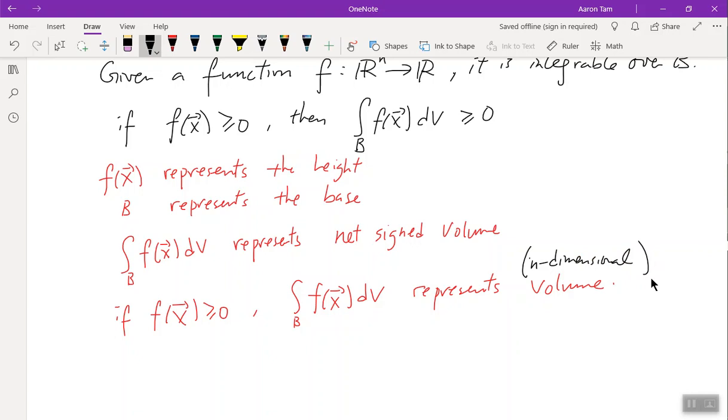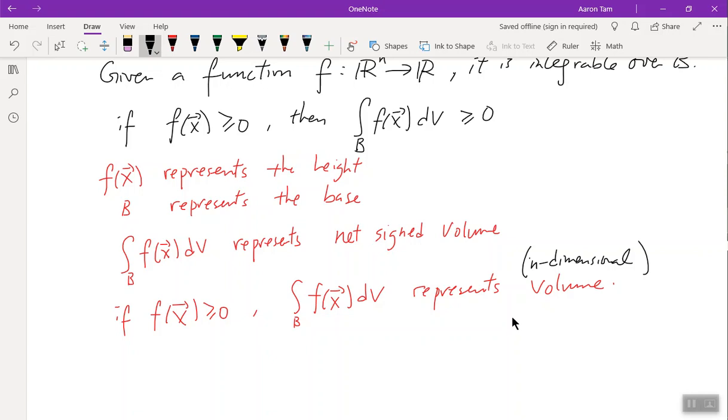Because not always has to be in R3. So important to understand is the distinction between net signed volume versus just volume. And in here, if you think about it, you actually have a similar theorem that you learned in BC calculus, which says something like if a function f of x is always greater than or equal to 0, then the integral of f of x is always greater than or equal to 0 also.